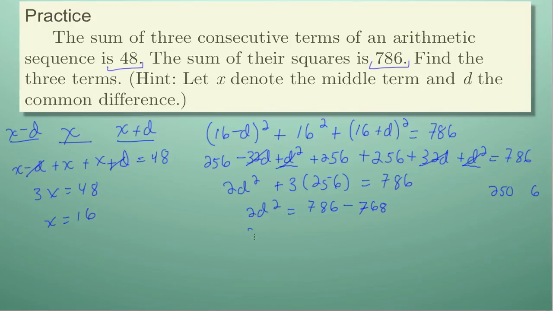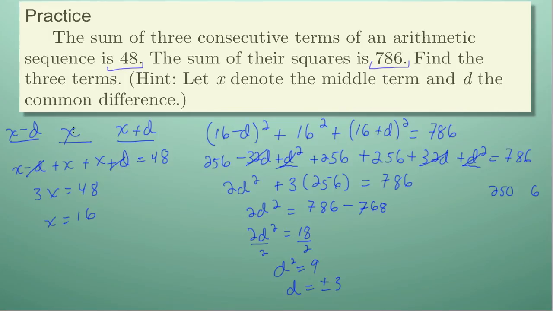Subtracting the right side, I get 2d squared equals 768 from 786 is, I think it's 18. Divide both sides by 2. d squared equals 9. And we get d equals plus or minus 3. And the next challenge is to figure out whether I'm going to use a positive d or a negative d.